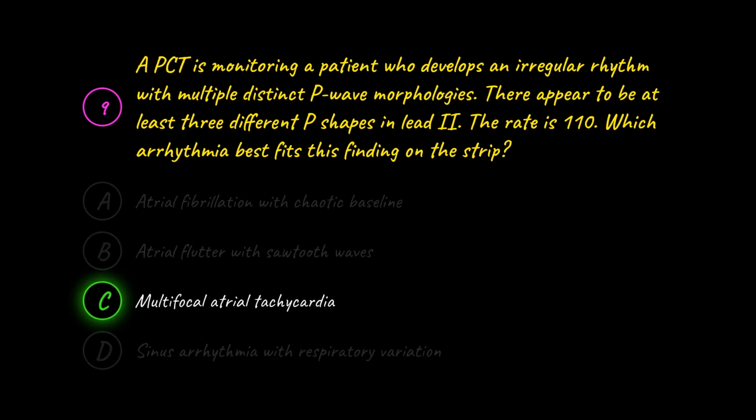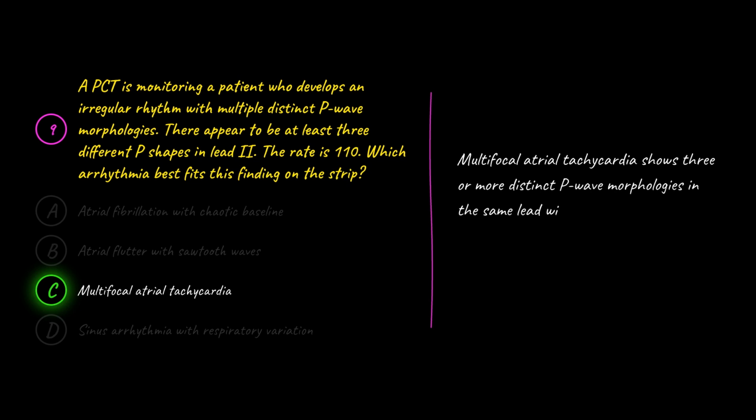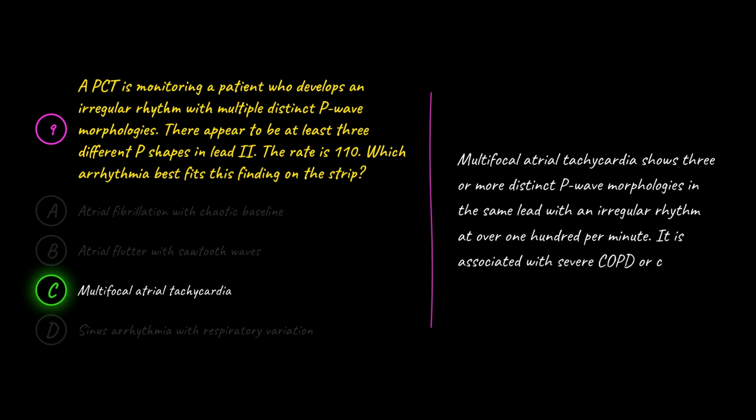The correct answer is C. Multifocal atrial tachycardia. C is correct because multifocal atrial tachycardia shows 3 or more distinct P-wave morphologies in the same lead with an irregular rhythm at over 100 per minute. It is associated with severe COPD or critical illness, requiring focus on the underlying cause.